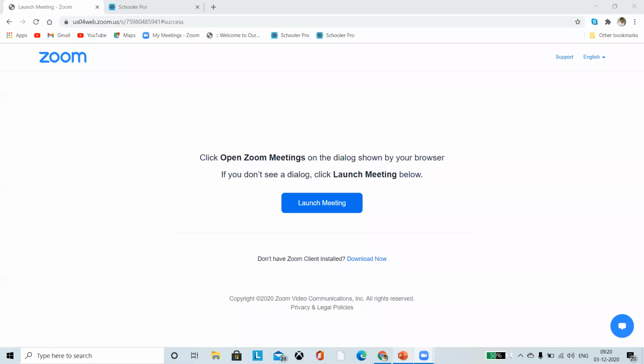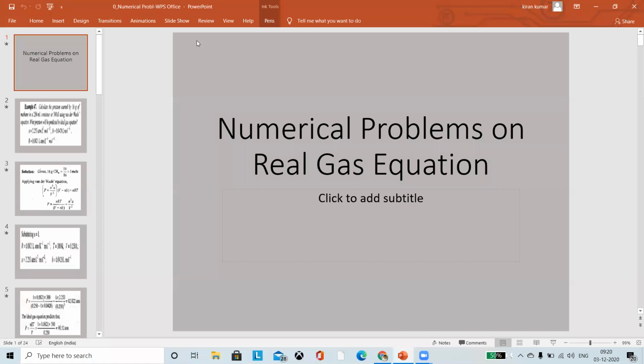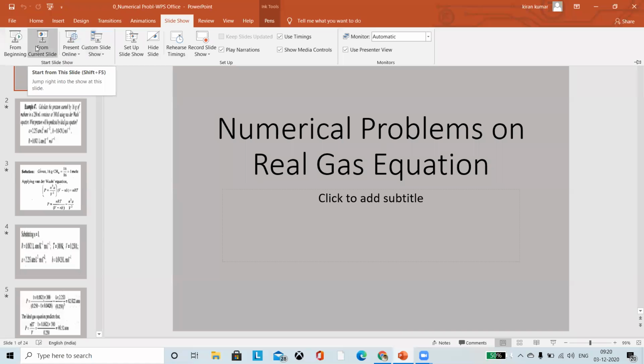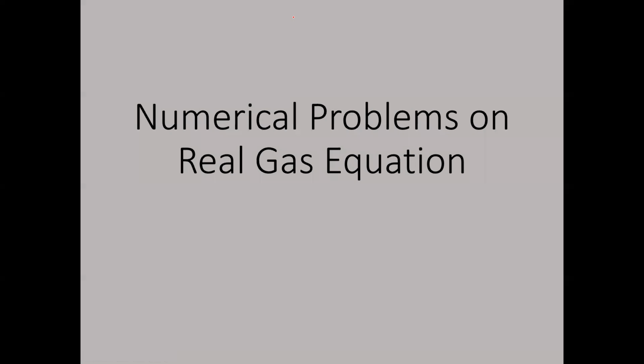So today we continue with numerical problems based on the Van der Waals equation. Based on the Van der Waals equation, these are the important numericals we are going to study today. The concept of numerical problems is very important in this chapter, in this subtopic.